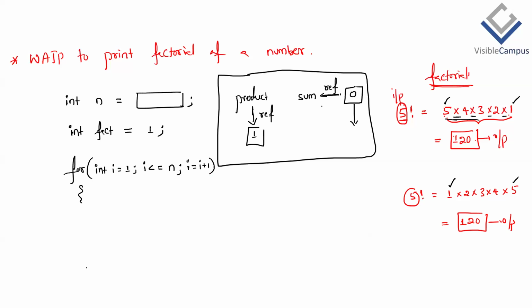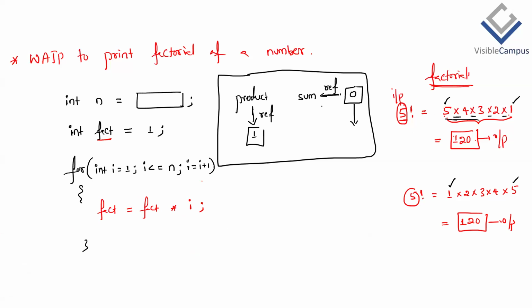Then the for loop body. What is the purpose of this loop? Multiply each i value to which? To the reference variable called fact, factorial, and store that result back into fact only. Correct or not?